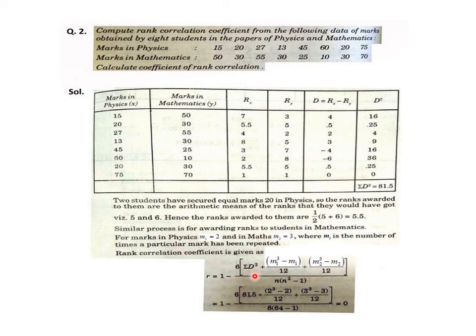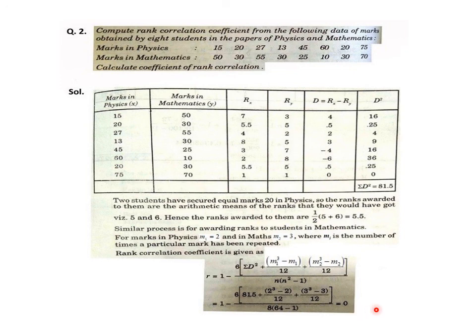And then the rest is just about writing values. 6 into sigma D square is 81.5. It's 81.5, plus M1 which is 2, so 2 cube minus 2 upon 12, plus M2 which is 3, so 3 cube minus 3 upon 12, whole upon n, 8 participants there. So 8 into 8 square minus 1, means 8 into 64 minus 1. If you calculate, that whole expression will be equal to 1. So 1 minus 1 equals 0.